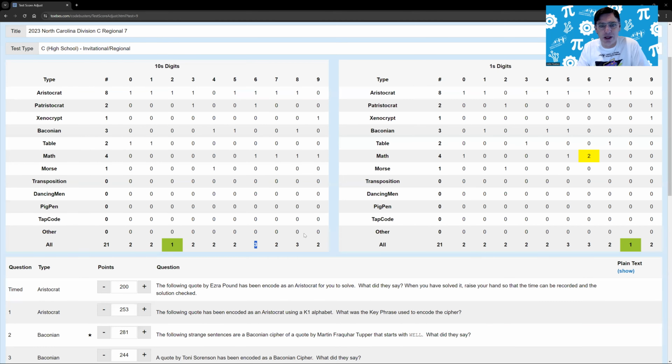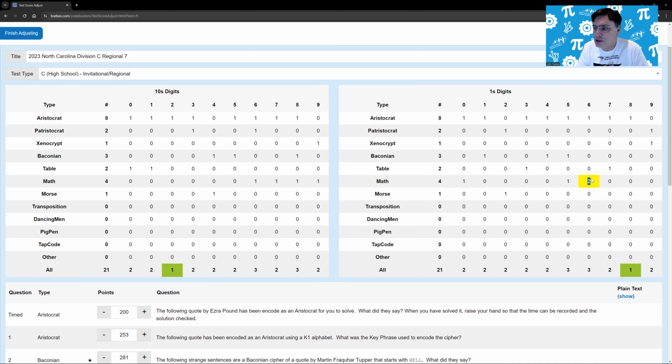Let's look in the ones. Oh, one side looks really good. There's only one of them we want to tweak. And we can see there's a math, and we can see the last digit is 6. And notice here, this is where I'm going to take advantage of the green. So I'm going to find one of the math that ends in a 6, and I'm just going to change it to an 8. Only two points difference on the test. So let's find one that's a 6 and 8.